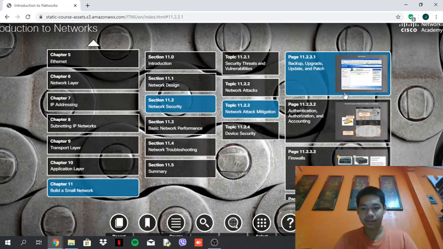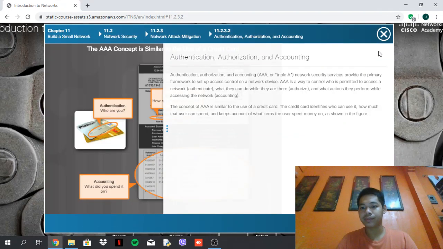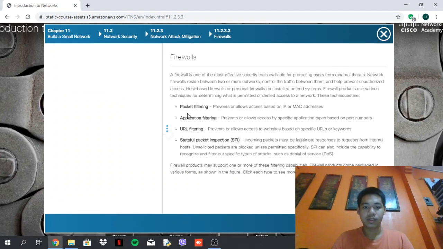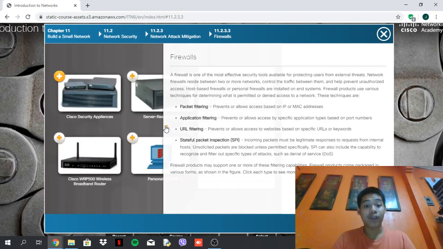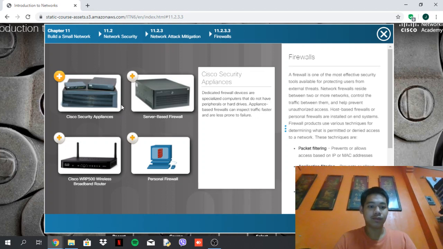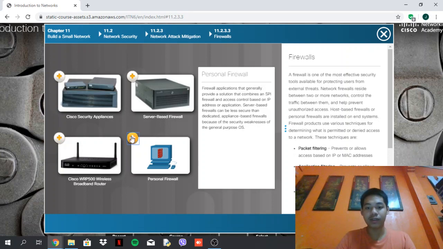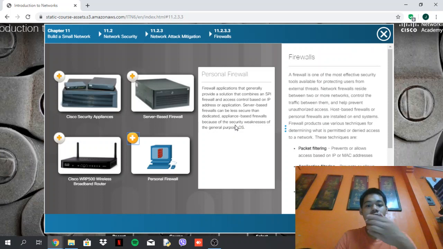Yeah. So next is firewall. So firewall, guys, is used for internet or connection. We have four types of firewalls: Cisco security appliances, server-based firewall, Cisco wireless broadband router, and the personal firewall. The personal firewall is found inside your computer, and its purpose is to defend the OS itself, or the operating system.